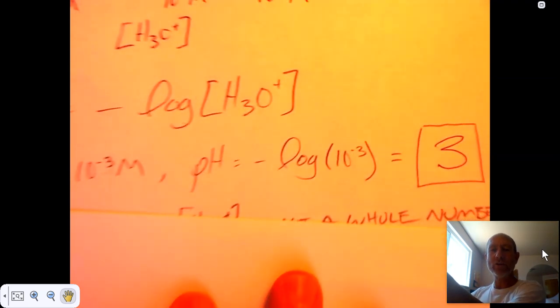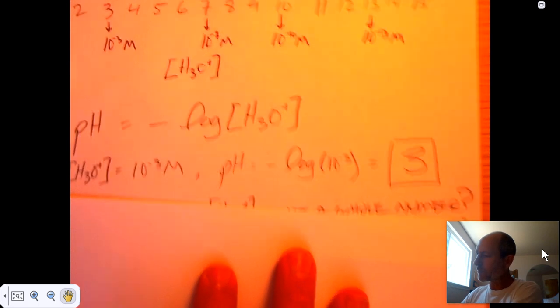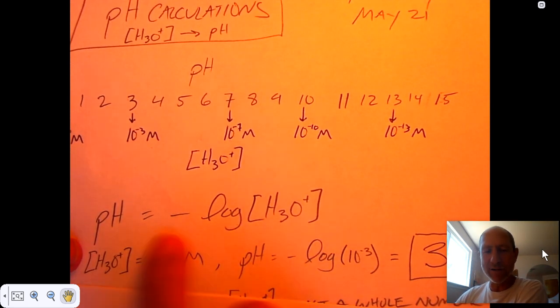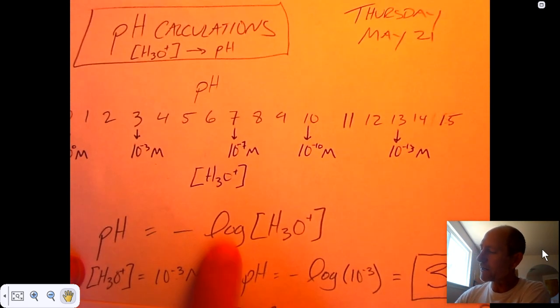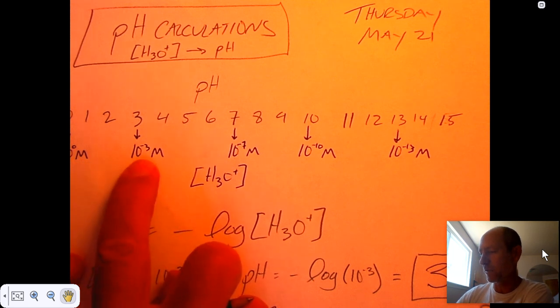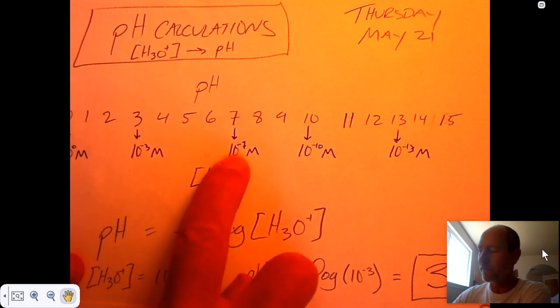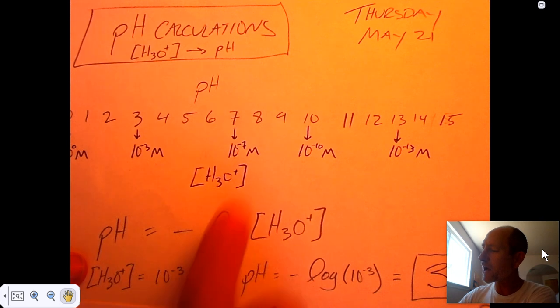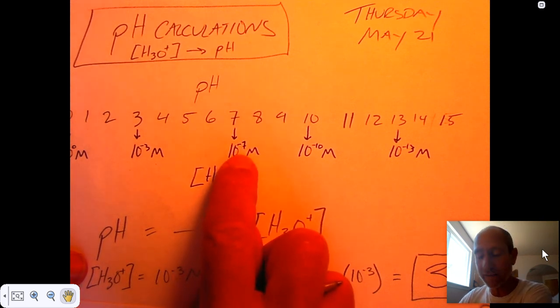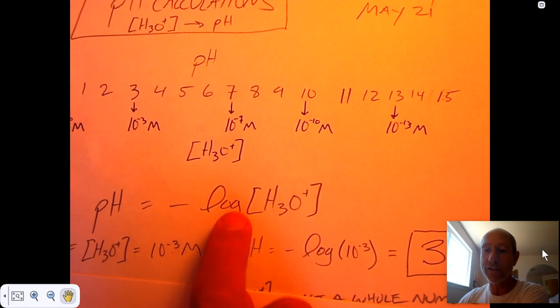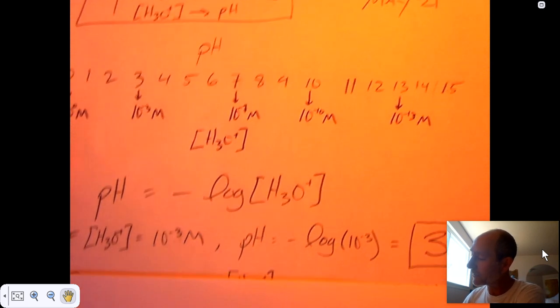But what do you do when it's not like a whole number? Like we don't even need this dumb equation right here. We can just look and be like, okay, 10 to the negative 3 is 3, 10 to the negative 7 is 7. But what if it's not a nice even number like that? Then that's why you're going to have to use this formula right here.